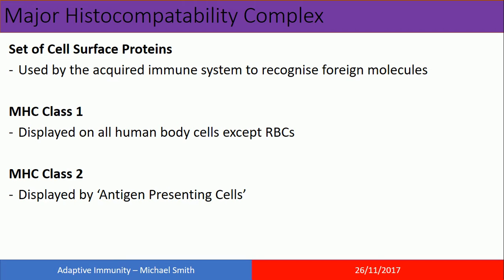So we have two types. We have MHC class 1, which, as we said, is displayed on all human body cells except for our red blood cells, and these have their own system of preventing themselves being broken down by the immune system. And we have MHC class 2, and these are present on the surface of our antigen-presenting cells.